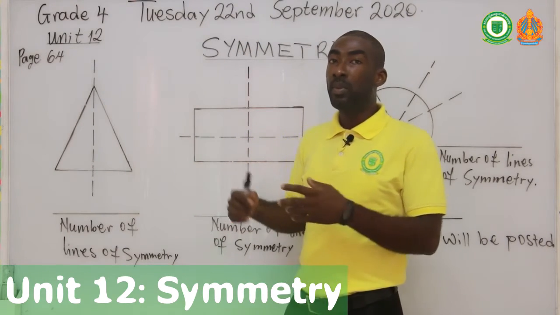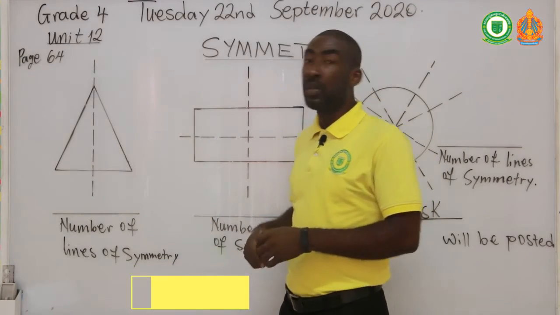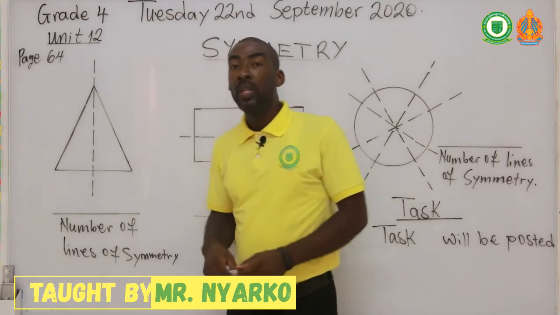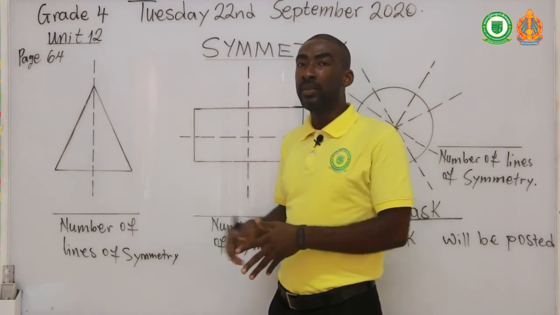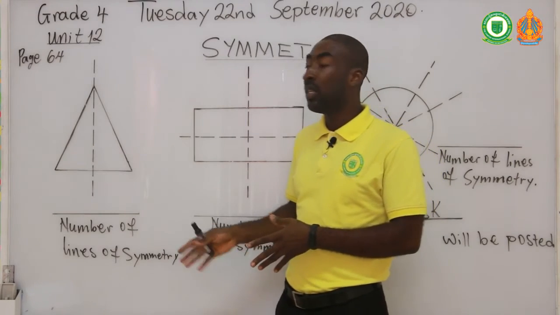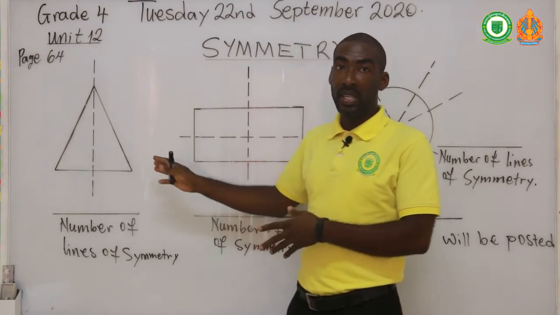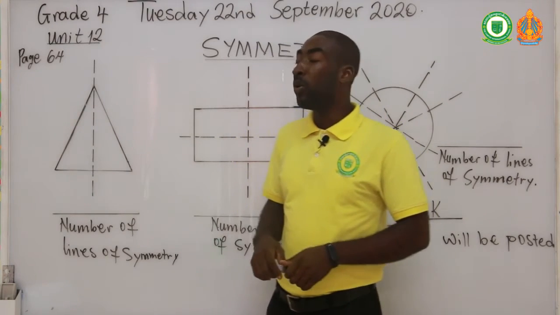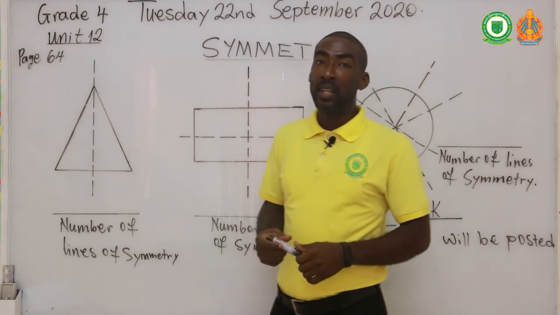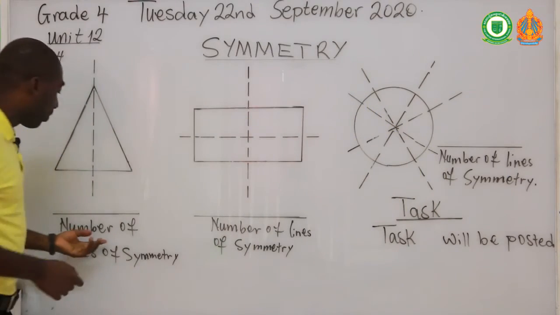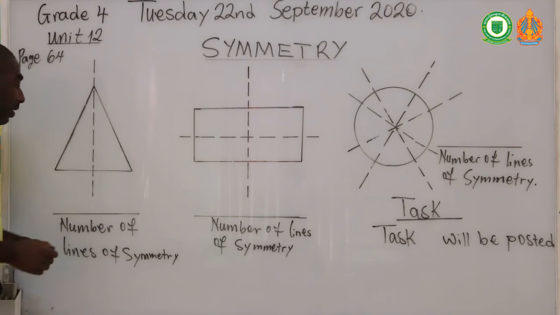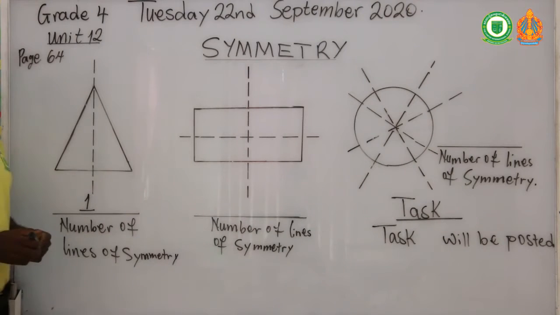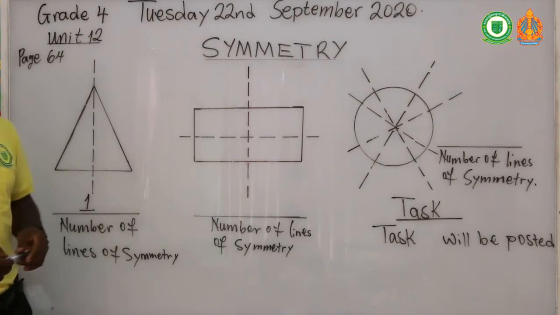One particular triangle, the equilateral triangle, has all three sides equal. So that triangle can have three lines of symmetry. But with this isosceles triangle, only two sides are equal and it can take only one line of symmetry. So when we count the number of lines of symmetry, we only write one here.